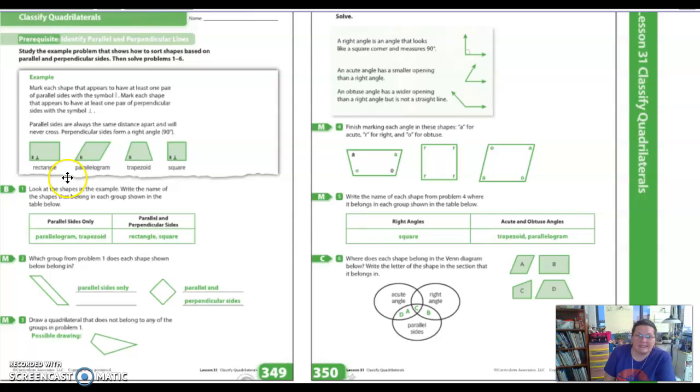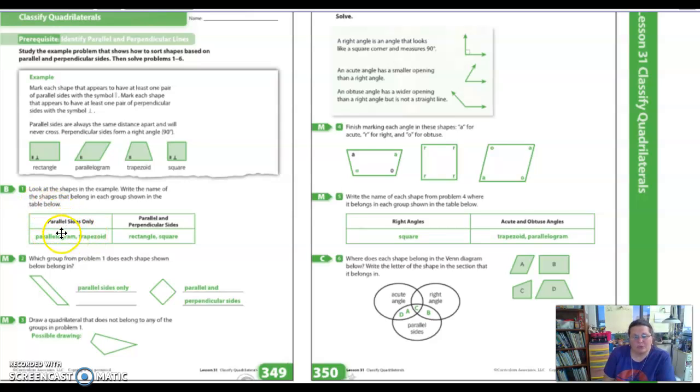We see in the example we have a rectangle, a parallelogram, a trapezoid, and a square. We see that we have these two little lines side by side that look like railroad tracks. Those are parallel. That's the symbol for parallel. And then you have the upside down T, and that is the symbol for perpendicular. So let's look at number one.